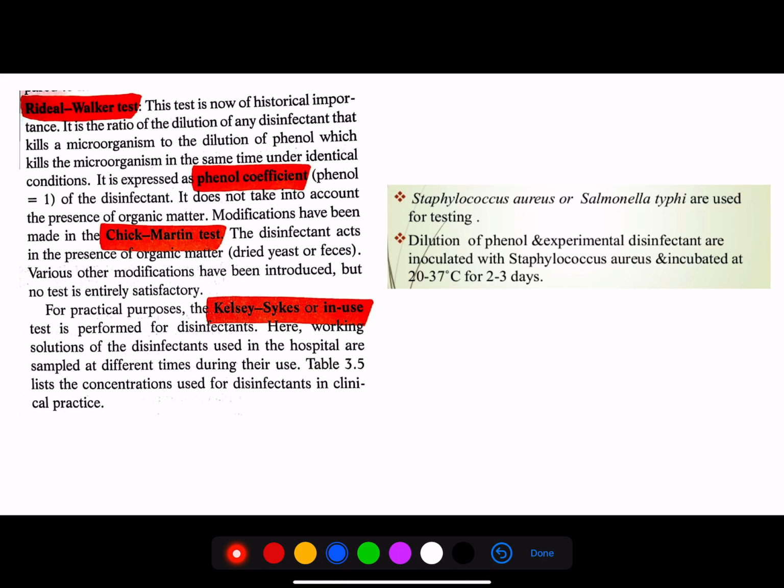Then comes the disinfection tests. Make a note about the tests, what are the differences and which is useful for what, because this was given in recent AIIMS, in 2018 if I'm not wrong, it was repeated. So please do make a note of all these terms and terminologies directly from the textbook.